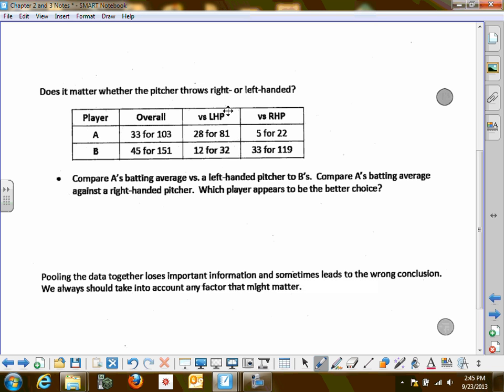For a left-handed pitcher, let's look at player A. This 28 divided out of the 81 times it bats means that this player has been on base or made a hit 35% of the time. So 0.35. Okay, we're just going to do it in percent.